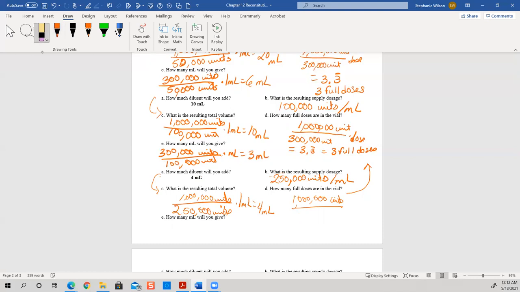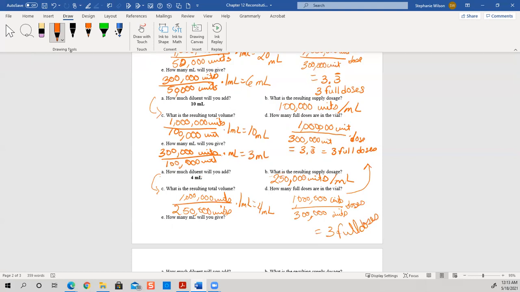And you notice we're still doing the same thing, right? So it's going to be the same answer. It's going to be 3 full doses, because we didn't change the volume of the container we're working with. We didn't change that. We're still working with the same thing. So I'm going to say 3 full doses.